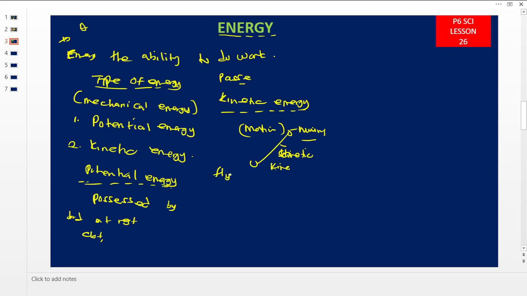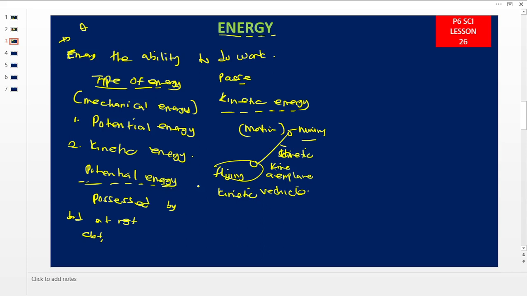When a bird is flying in the air, it is having kinetic energy. An aeroplane in the air is having kinetic energy. And a vehicle or a car moving is having kinetic energy. How about water flowing? Water flowing is also having kinetic energy. In simple terms, kinetic energy is the type of energy possessed by objects in motion.